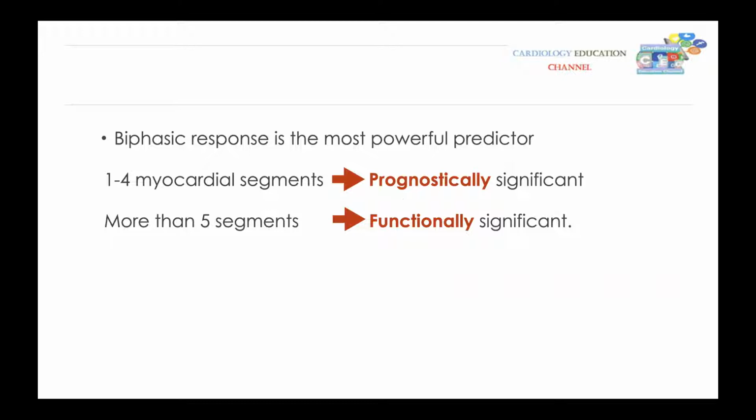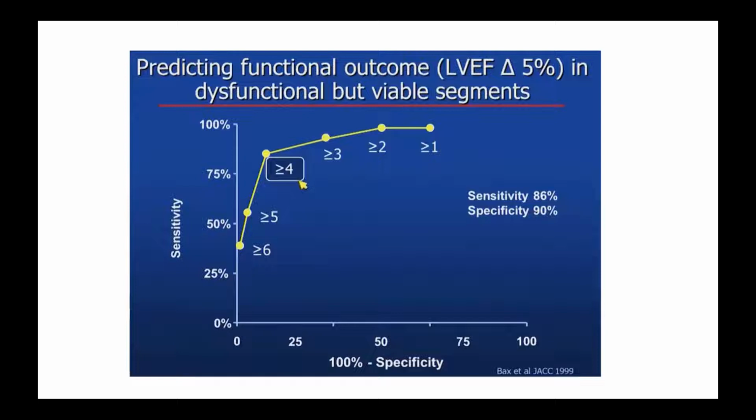significant improvement. But if you have 4 or more, or 5 segments, you will have a functionally significant improvement of left ventricular ejection fraction. And this is a paper that was published by Bax in the JACC in 1999, showing that 4 segments is the cutoff value for the improvement of the ejection fraction of more than 5% after revascularization, if you can see this by the dobutamine stress echocardiography.